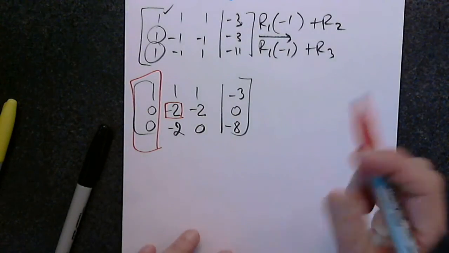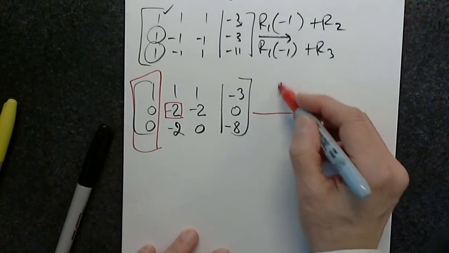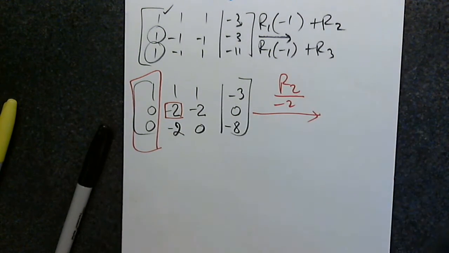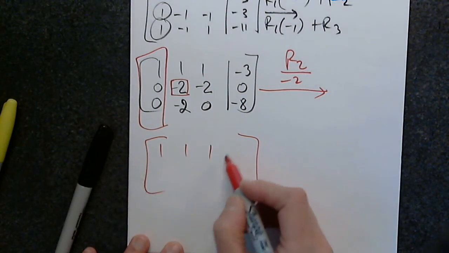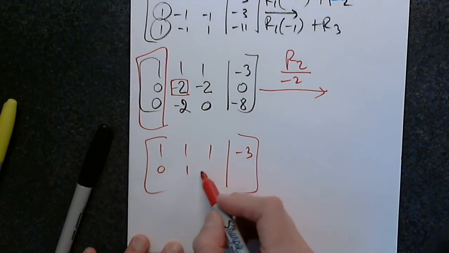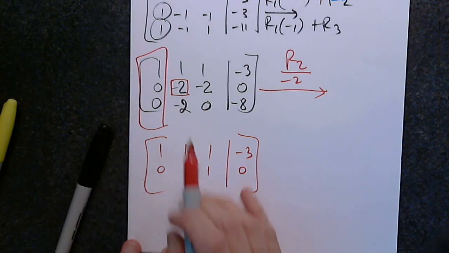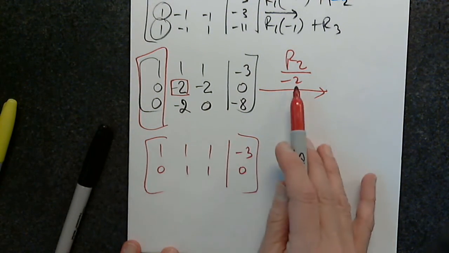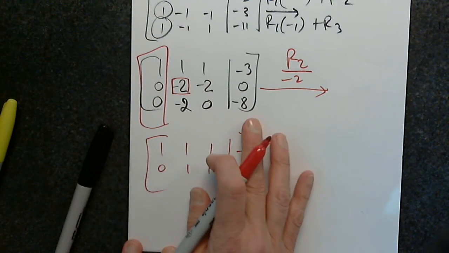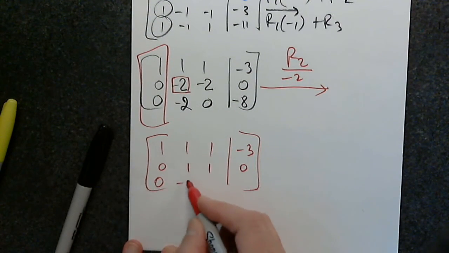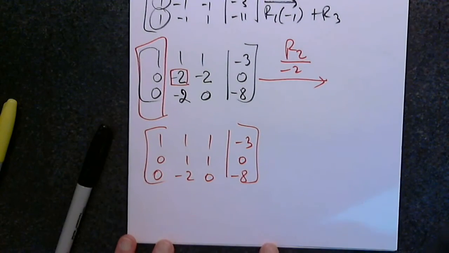I will divide the entire row 2 by -2. Dividing everything by -2 will give us a 1 in the middle, in the second column. So then 0, 1, 1, 0. Because I divide -2 by -2, -2 by -2, and 0 by -2. Now, if you want, you can divide here, but there is no point. So 0, -2, 0, -8.